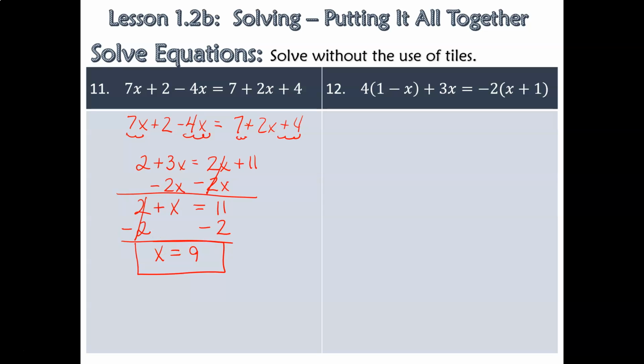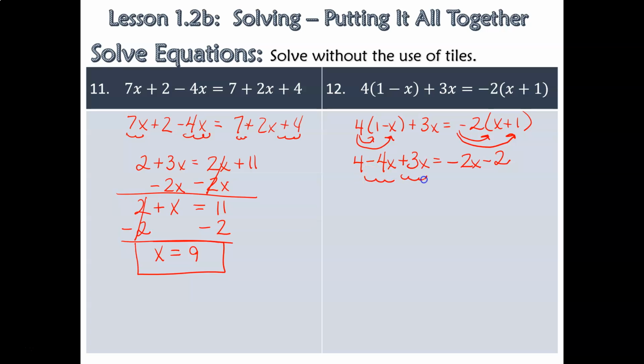Okay, moving right along. Let me rewrite this. We have parentheses, so we know the very first thing that we have to do is distribute, and we have to do it twice. So 4 times 1 is 4. 4 times negative x is negative 4x. We're going to bring down that 3x. Be super careful with your signs. Now I have negative 2 times x is negative 2x. Negative 2 times positive 1 is negative 2. So now here I can pull together my x's. So negative 4x plus 3x leaves me with a negative x.